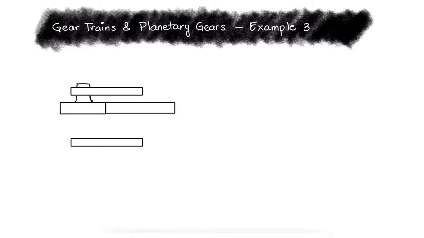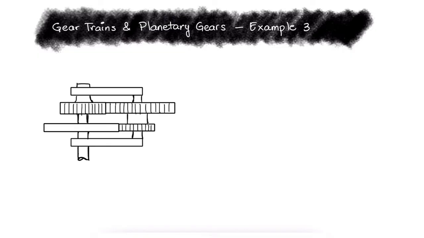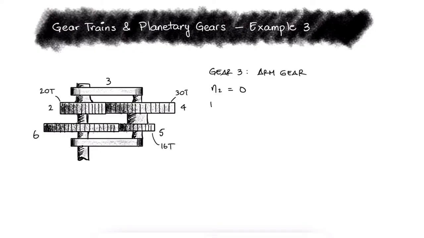In the reverted planetary train illustrated, what is the speed and direction of rotation of the arm if gear 2 is unable to rotate and gear 6 is driven at 12 revolutions per minute in the clockwise direction as viewed from the bottom of the figure? This is the third example for the Gear Trains and Planetary Gears main video. The links to the previous examples and the main video are in the description below.